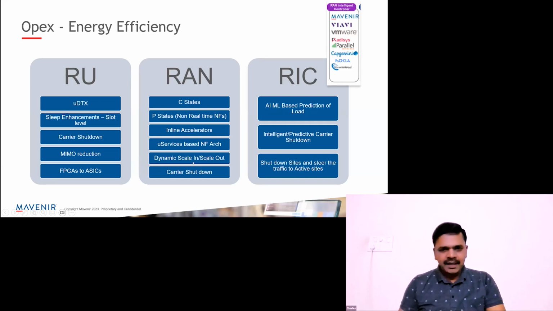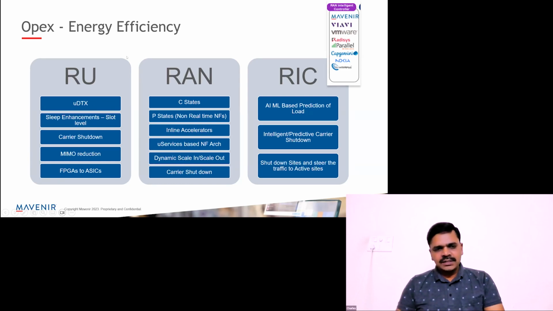And by migrating to scalable architectures using microservices, you can shut down the scalable units. Thereby, you can reduce the number of servers that are operating in low traffic hours. So that way, you still get energy efficiency at the data center or even at the cell site.